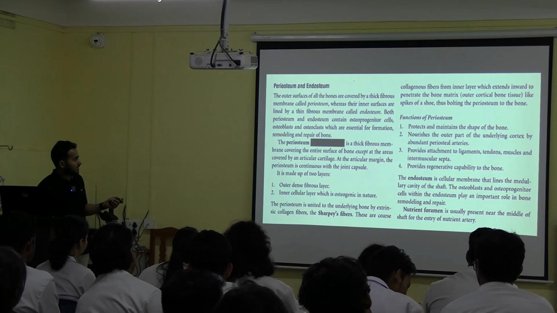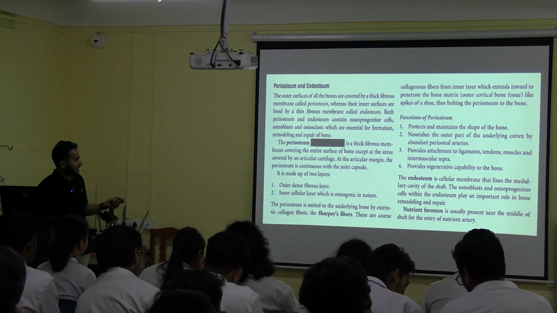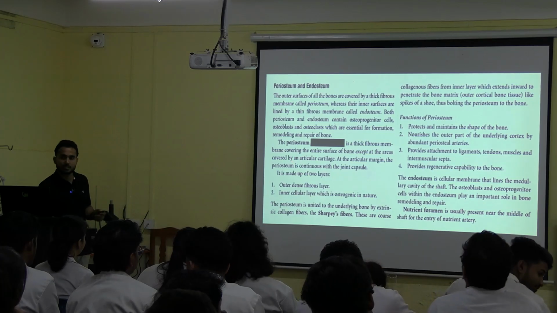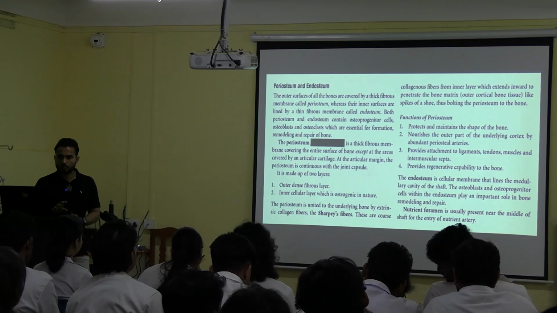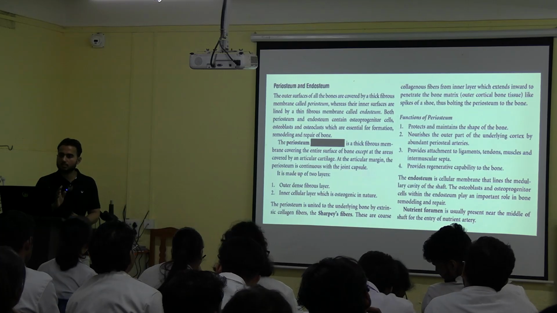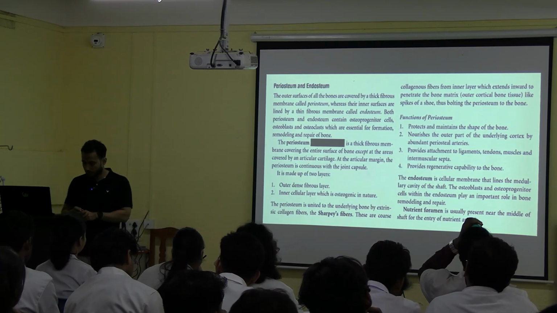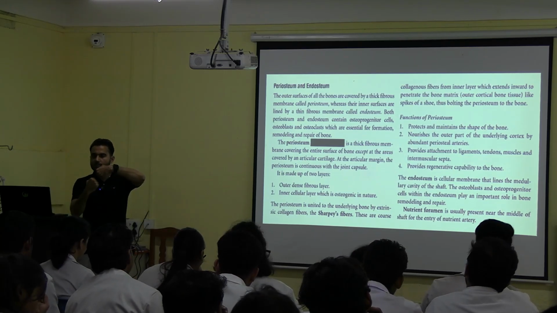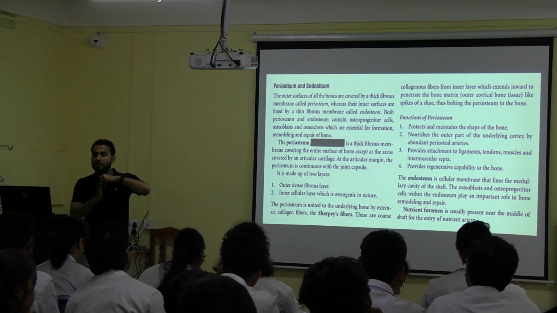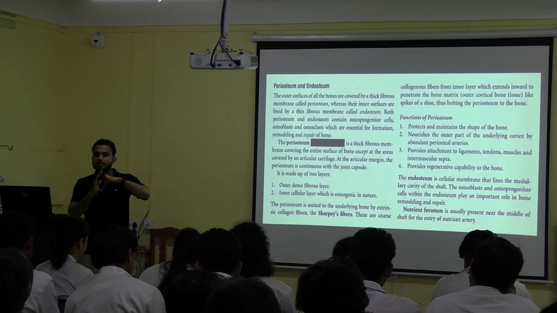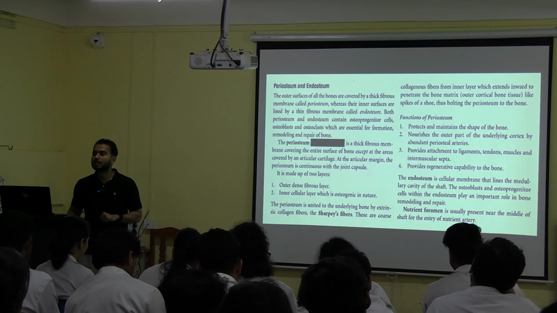Now periosteum is a thick fibrous membrane covering the entire surface except the areas where it is covered by articular cartilage. You have studied the synovial joint. I know you have studied the structure of synovial joint. So in the synovial joint, the articular surface which is forming the joint, in that particular area periosteum is absent because that particular area is covered by articular cartilage.